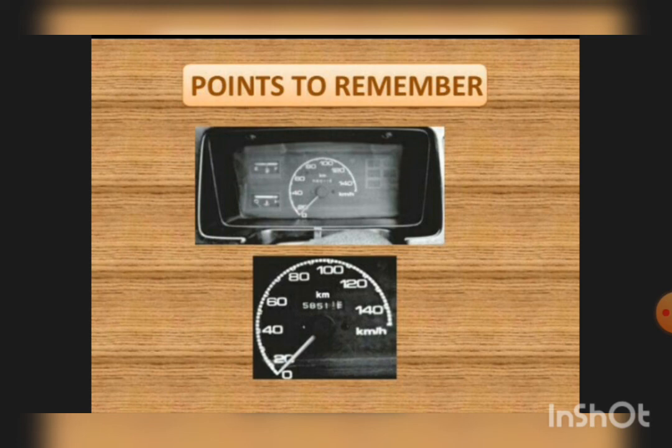As the car moves, this will show the speed. And there is a rectangular box inside the meter, that is an odometer, and that indicates the distance covered by the car.